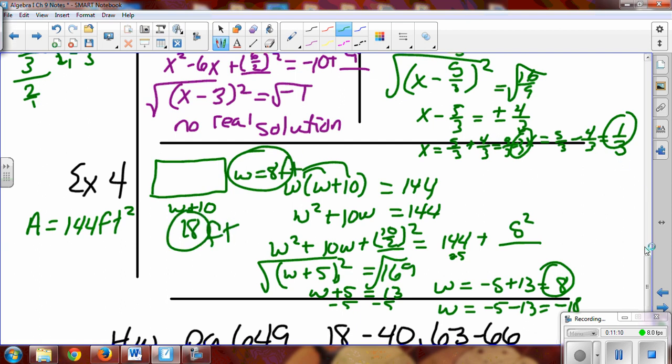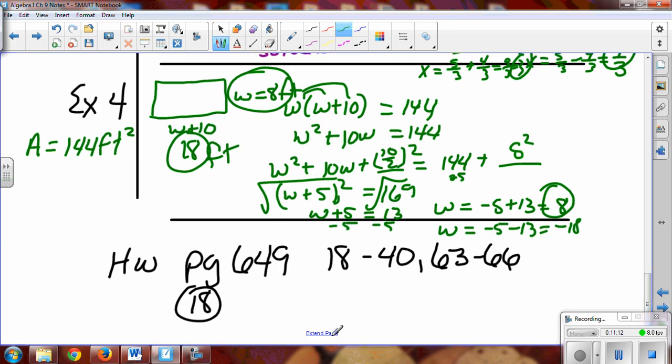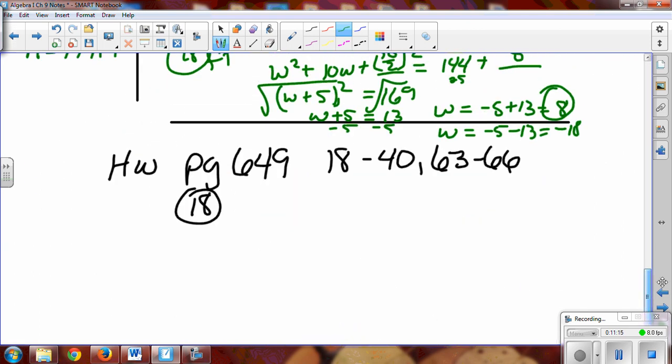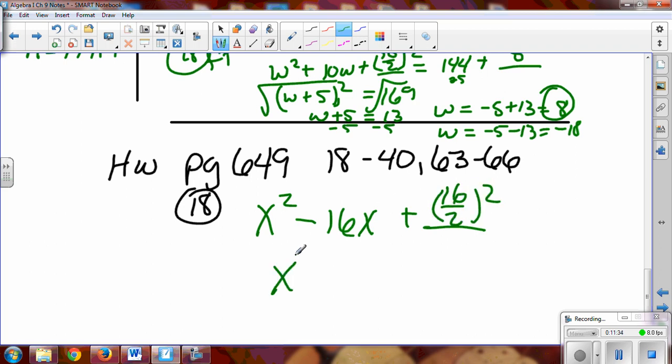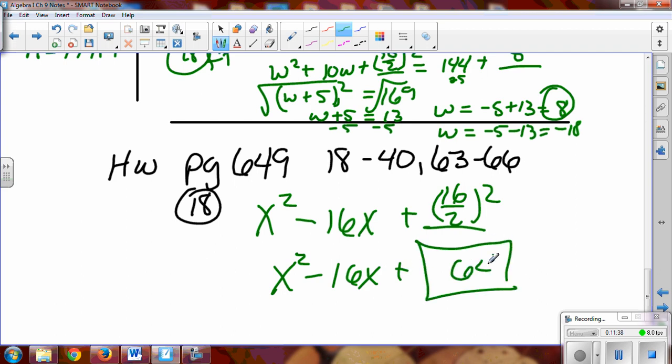Okay. Our homework, page 649, starts with number 18. Number 18 says complete the square, so we have x squared minus 16x plus something. We want to complete it and put it in here. So that's 16 divided by 2, quantity squared. So we get x squared minus 16x plus 64.